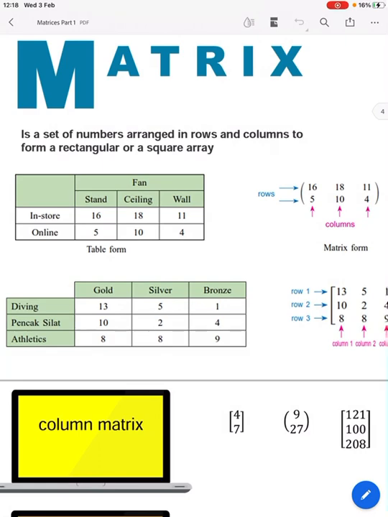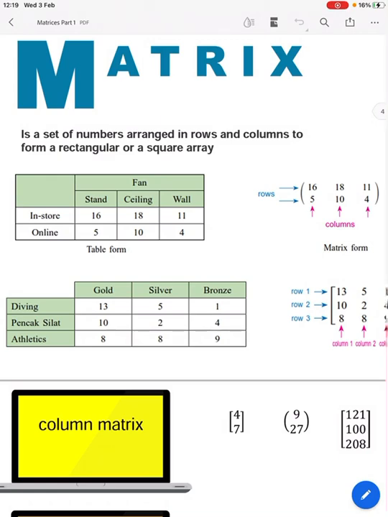So it is common for us to see a table like this. Okay, table. So you have a fan in store online. Okay, so stand fan, ceiling fan, wall fan. Okay, so in store and online. So this one I got from your textbook, page 36.